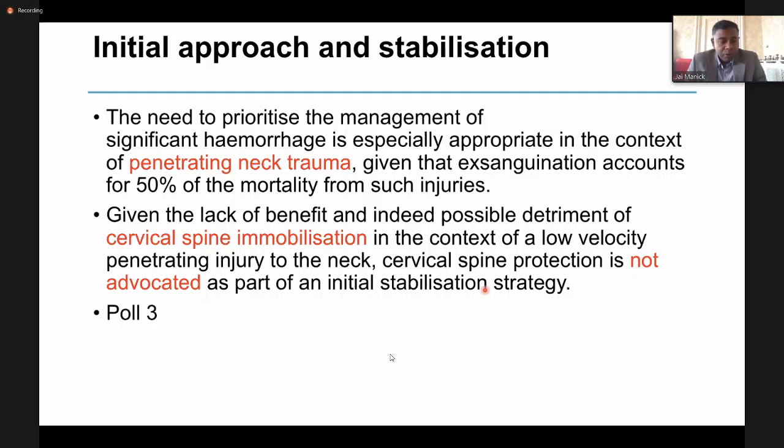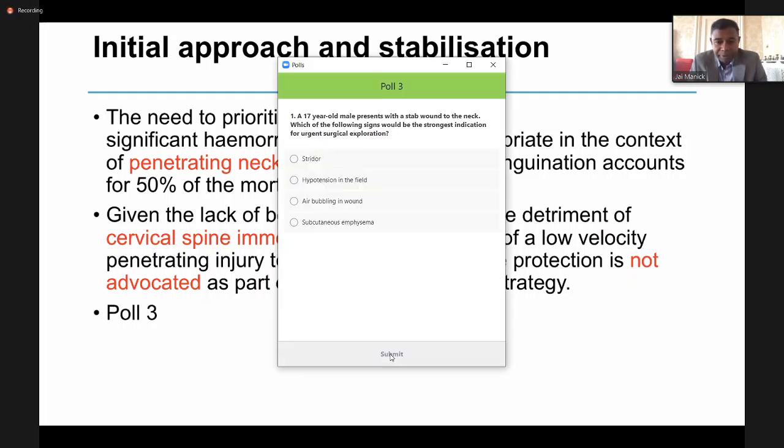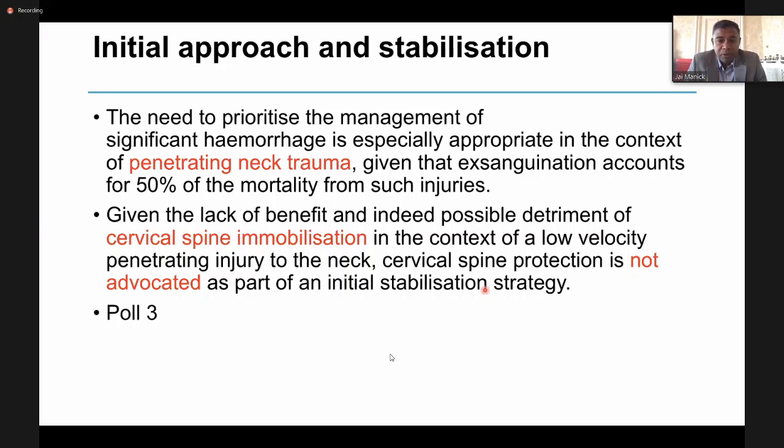Let's give the poll 3, please. A 17-year-old male presents with a stab wound to the neck. Which of the following signs would be the strongest indication for urgent surgical exploration? Stridor, hypertension in the field, air bubbling in the wound, subcutaneous emphysema. It's a tricky question. You could answer stridor, or you could say air bubbling in the wound.